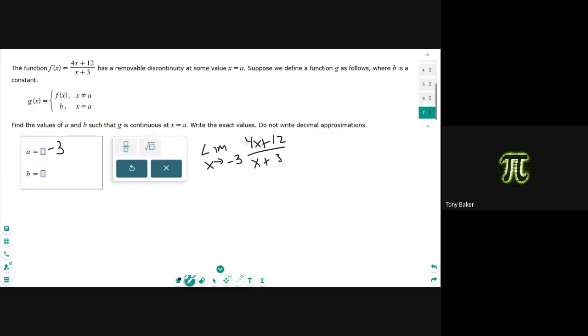So how can we simplify this problem down to figure out where that graph actually goes to? The bottom I really can't do much to. It's a linear equation. The top is also a linear equation, but there's more numbers there, so let's see what we can do. We can pull out a 4 out of the top, and I'm left with x plus 3, and I'm left with x plus 3 on the bottom. So I cancel those out, and this equals 4. So the value that I would want for b is 4.